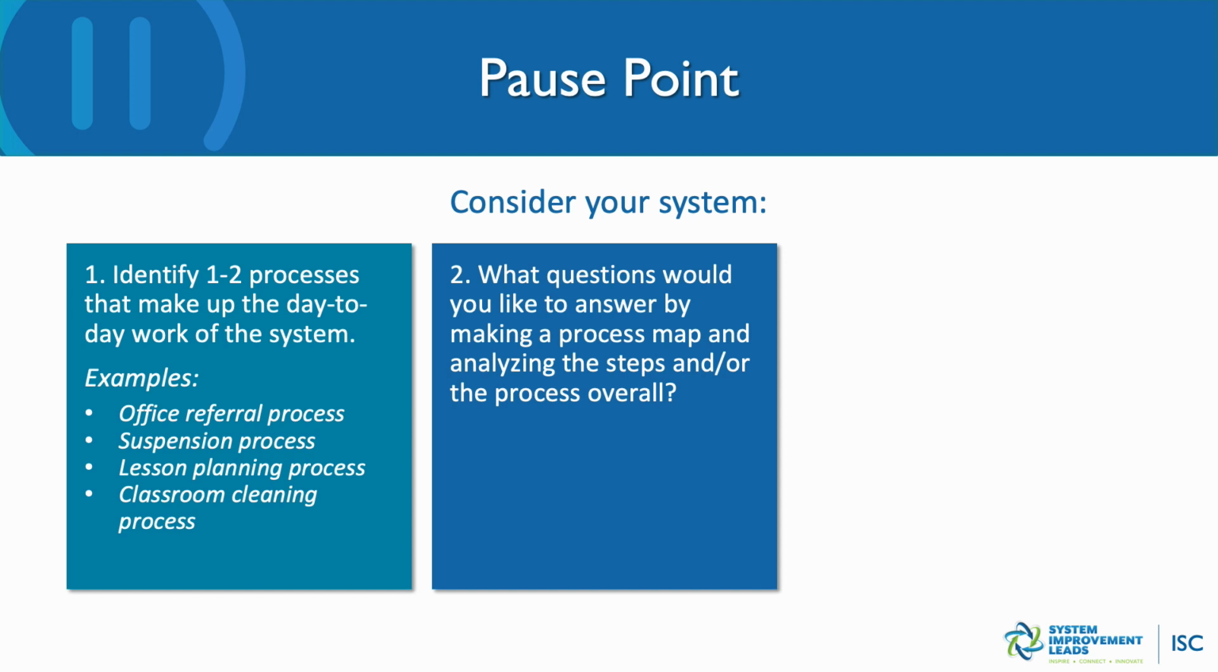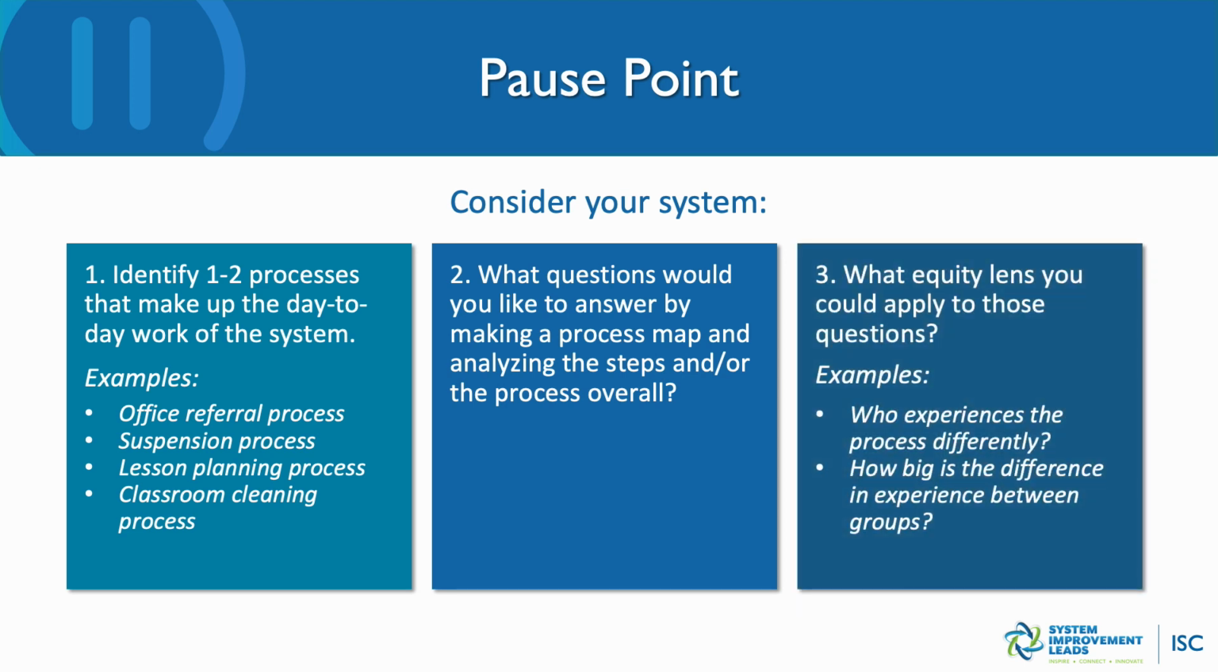How many mistakes are made? Who does well or who does not? Where in the process do things pile up or become bottlenecked? Is there an equity lens you could apply to your questions?